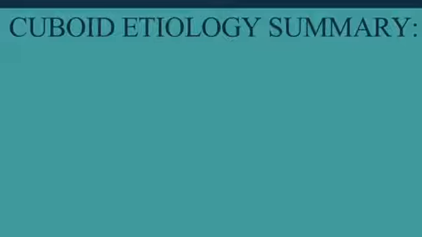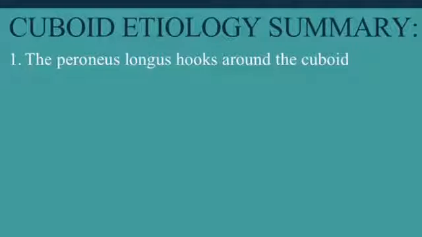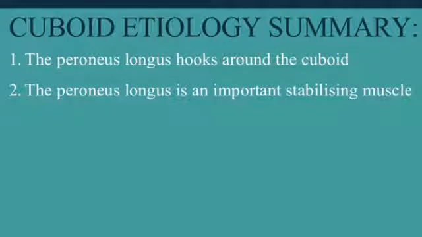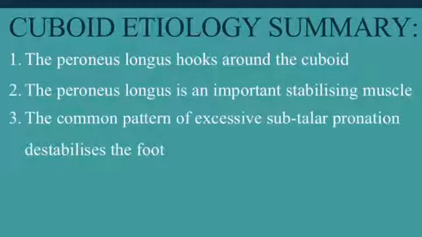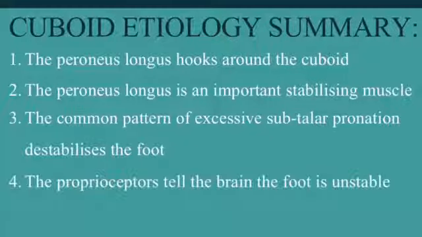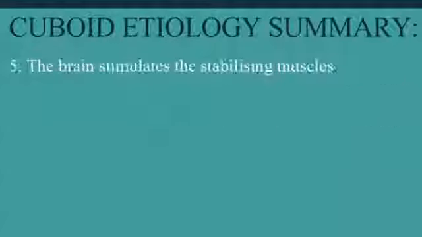So let's summarize this crucial point of etiology. 1, the peroneus longus hooks around the cuboid anatomically. 2, the peroneus longus is an important stabilizing muscle of the foot. 3, the common pattern of excessive subtalar pronation destabilizes the foot. 4, the proprioceptors tell the brain the foot is unstable. 5, the brain tries to rectify this fault by stimulating the stabilizing muscles, including the peroneus longus.